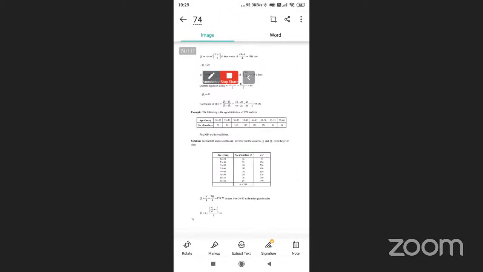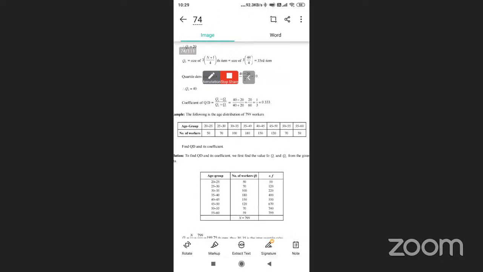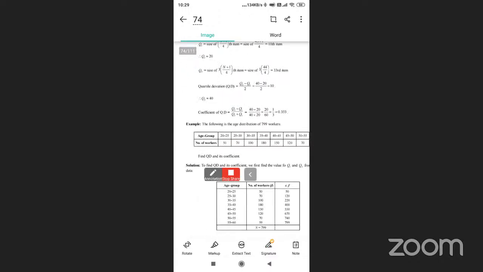Now coming to quartile deviation, QD is equal to Q3 minus Q1 by 2, that is 40 minus 20 by 2, equal to 10.